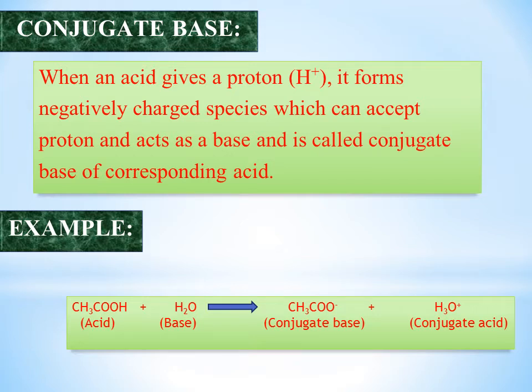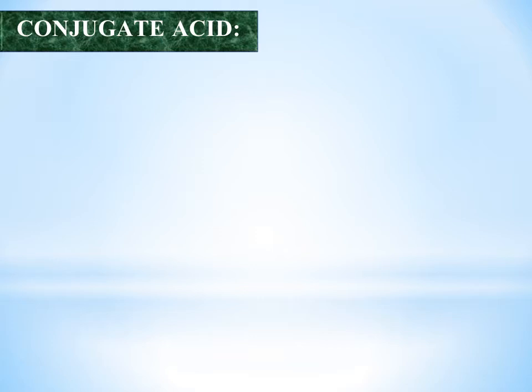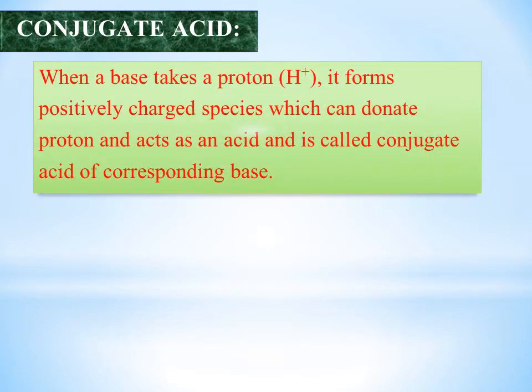So these are the conjugate bases and this is the conjugate acid. Okay, now let's go to the conjugate acid. What is a conjugate acid? When a base takes a proton, it forms a positively charged species which can donate a proton and acts as an acid, and is called the conjugate acid of the corresponding base. Okay, now look at this example.